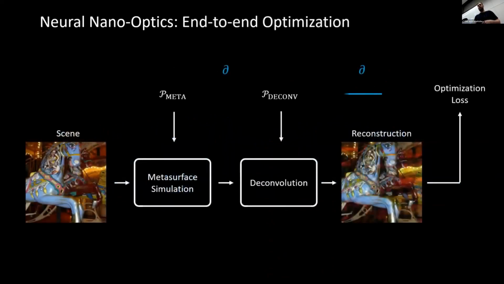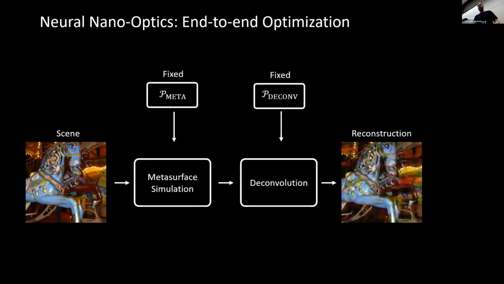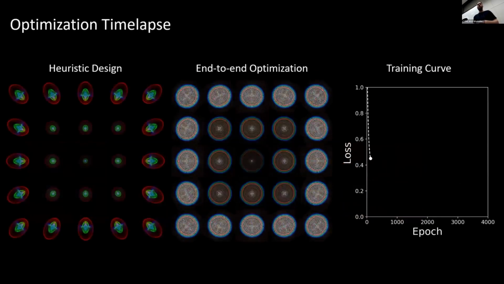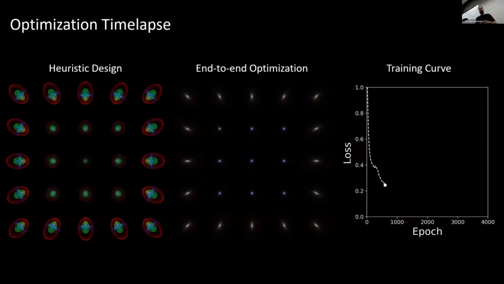We combine these two blocks here, and then we're able to backpropagate end-to-end through that entire design and optimize for a reconstruction algorithm with features that are learned, as well as for the metasurface layer. And then we fabricate this metasurface in the end, and we take a bunch of images with it. So here's the design process of this end-to-end optimization approach.